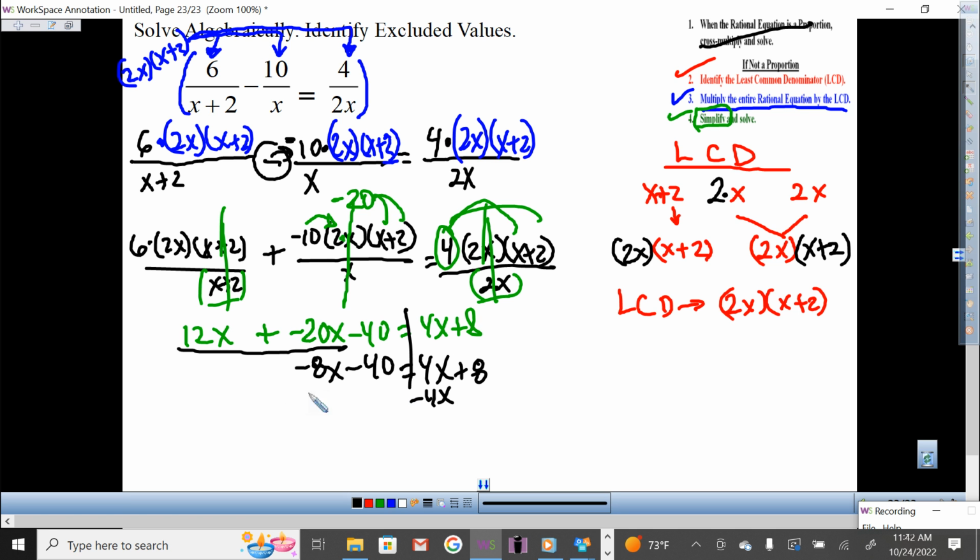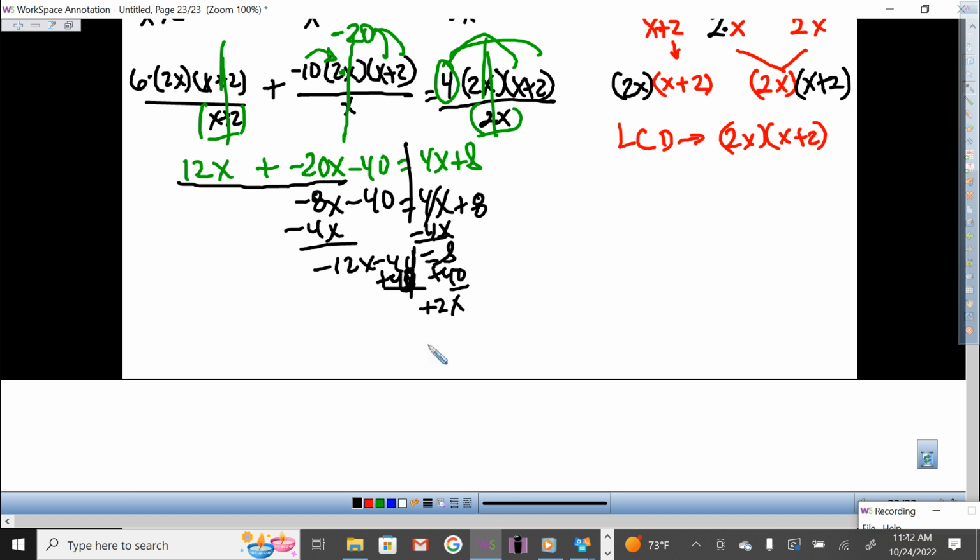Let me finish this. Negative 4x, negative 4x. That is negative 12x minus 40 equals 8, plus 40, plus 40. Negative 12x equals 48. Divide by negative 12. X equals negative 4.